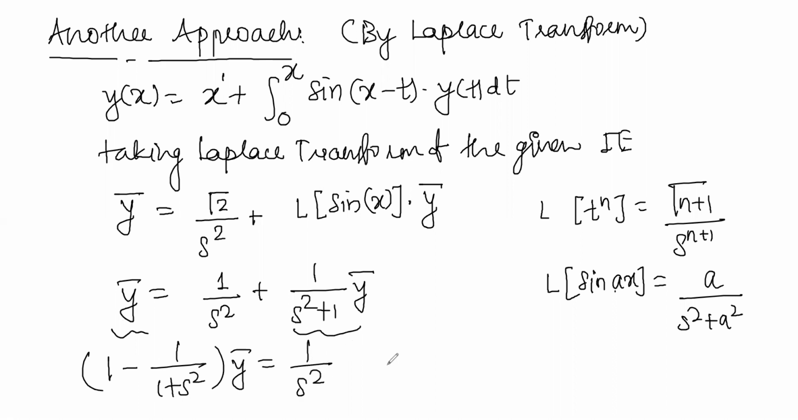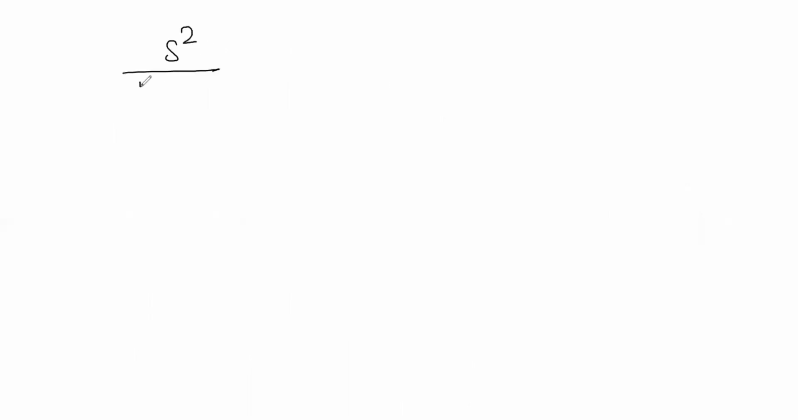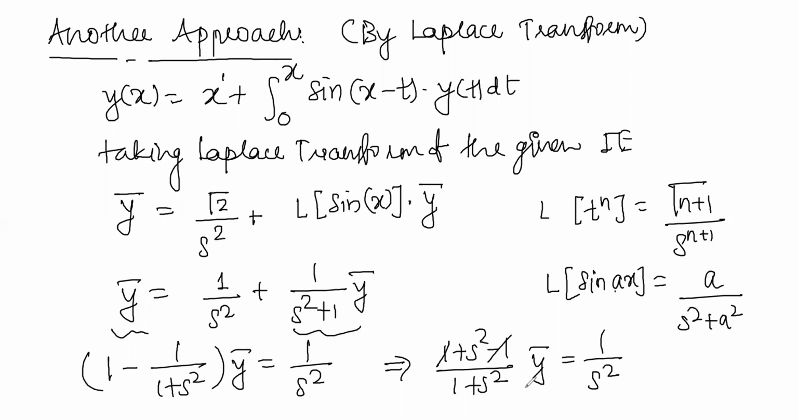In that case, I'll be getting 1 plus s square minus 1 upon 1 plus s square. This 1 and this 1 will get cancelled, and I have y bar times s square upon 1 plus s square equal to 1 upon s square. Now let me utilize the next page. Just to make sure we are correct: s square, then 1 upon s square, and then s square.